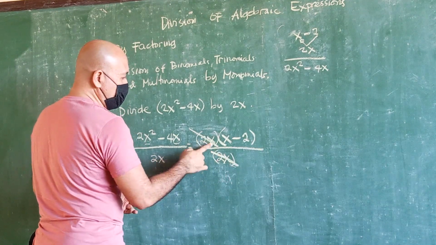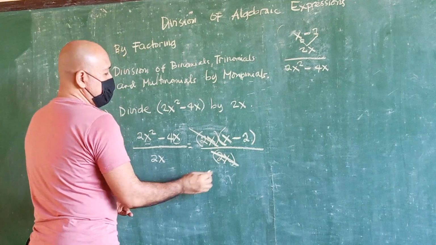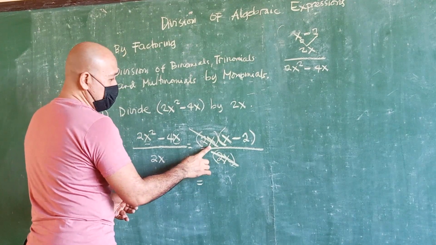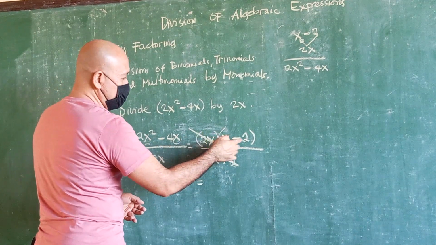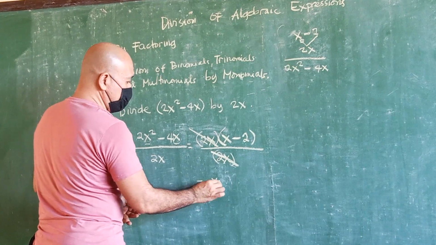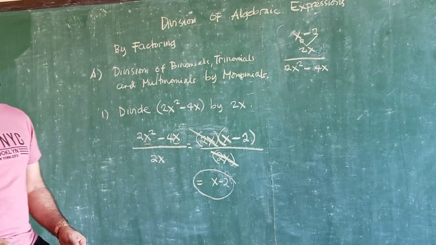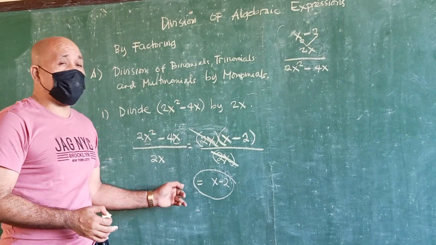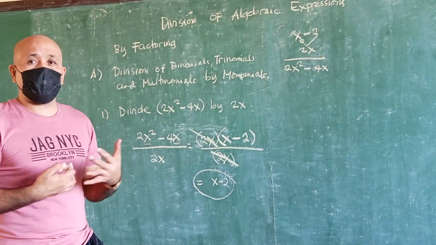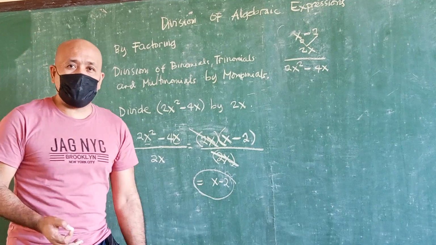So it is just like 2x divided by 2x. So that is equal to 1. And 1 times x minus 2, so the result is x minus 2. So this is your answer. That is why I told you a few weeks ago that you need to master the idea of factoring, because you can use that in our future discussion.